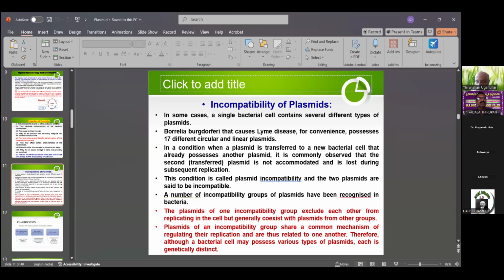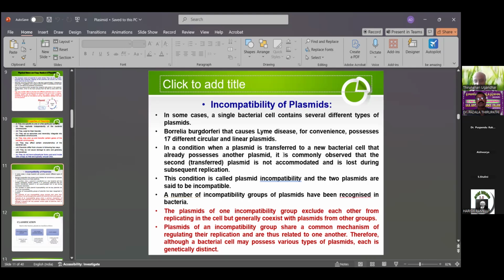It is commonly observed that the second transferred plasmid is not accommodated and is lost during the subsequent replication. This is important, the incompatibility quality. What is the incompatibility quality of the plasmid? The second transferred plasmid is not accommodated and is lost during subsequent replication. This condition is called plasmid incompatibility.